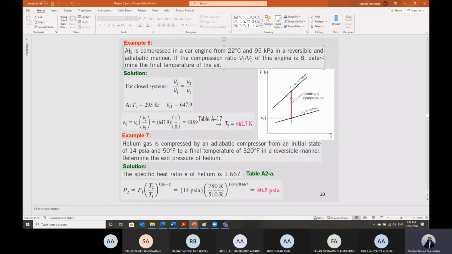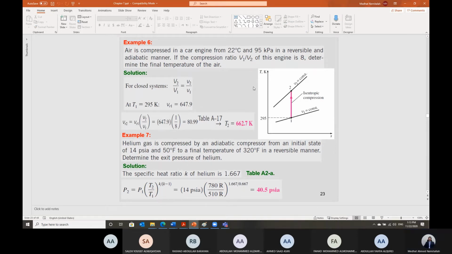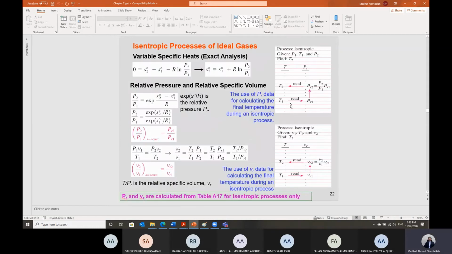So that means we have an ideal gas, which is air, undergoing an isentropic process. And he gave us here the compression ratio, the volume ratio between the initial state and the final state, which is equal to 8. And we need to determine the final temperature in this case. So in this case, volumes V2 and V1 are given. So in this case, will I be calculating P relative or V relative? V relative in this case.